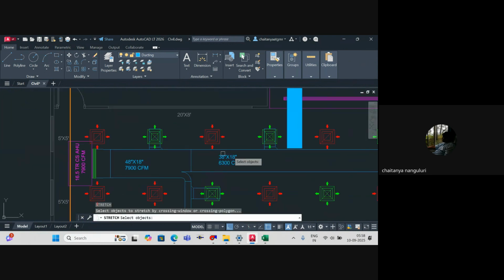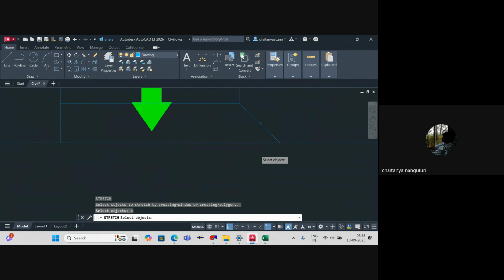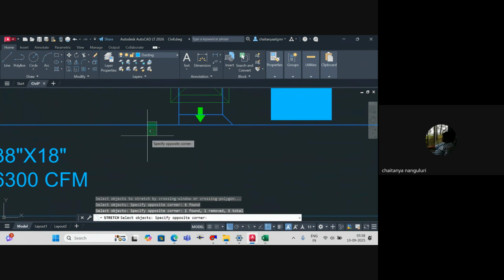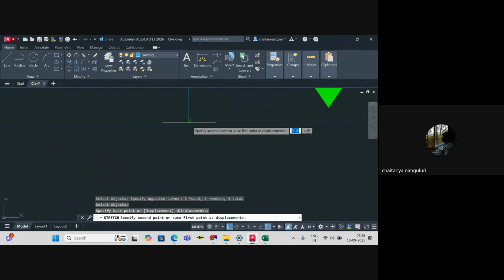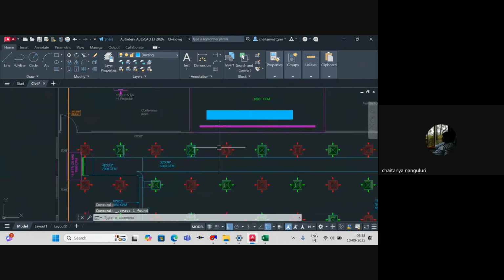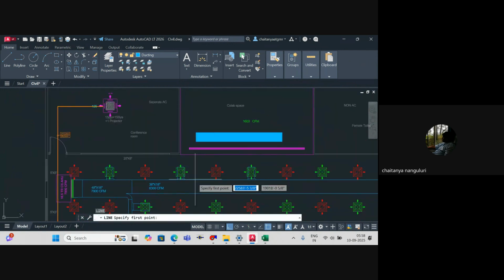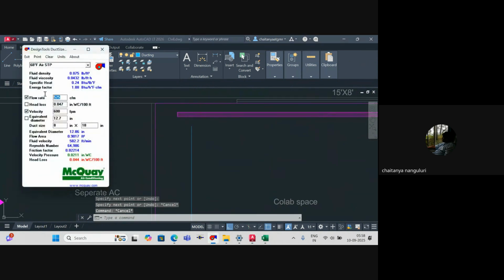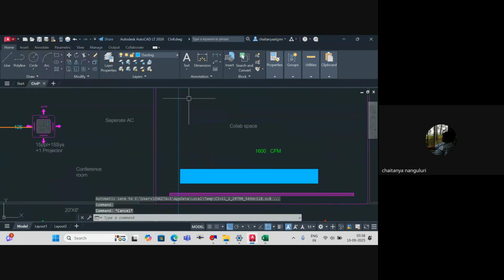So, touching this. Yes, I will copy it. Stretch it. So now what I have to do, I have to take this 1600 CFM airflow rate over here. Right, so again, I'll take a branch over here, 1600 CFM. So I'll write it as 1600 CFM. Head loss is 0.1. And this I'll take as 18 inches, so 14 inches.